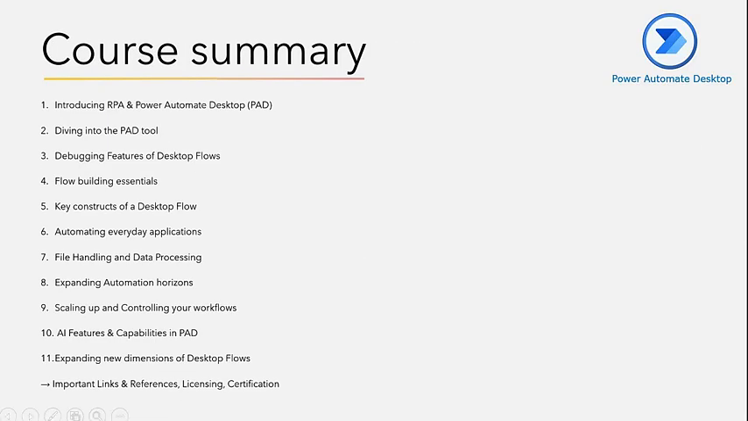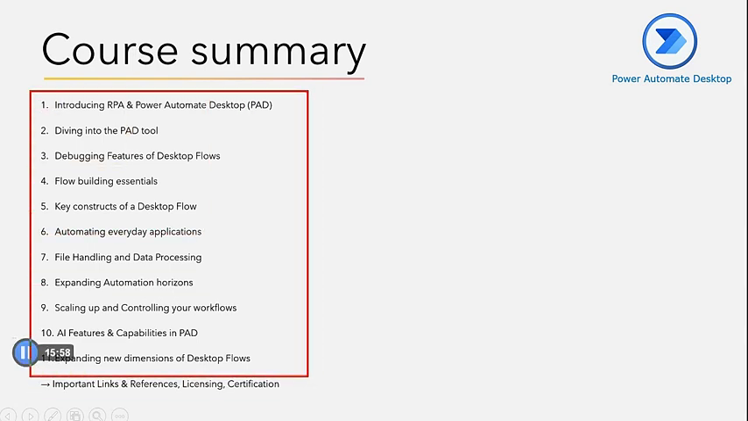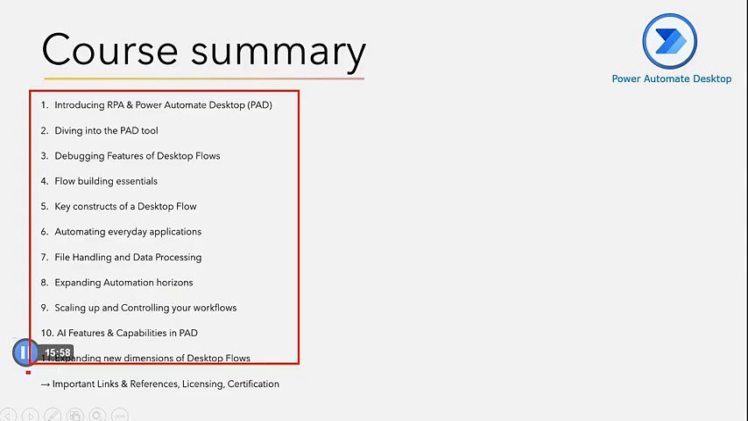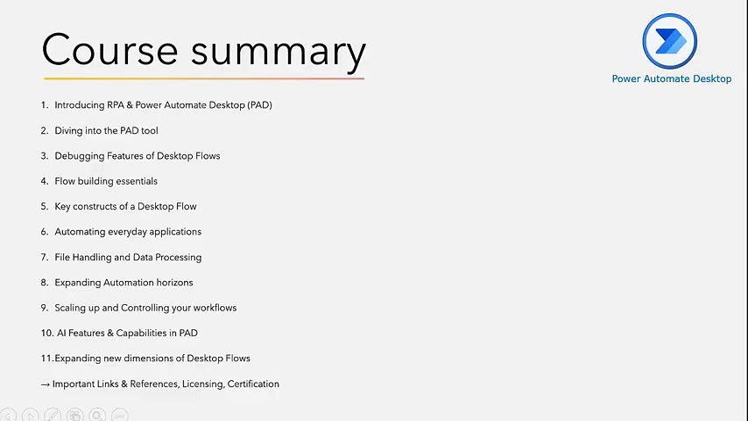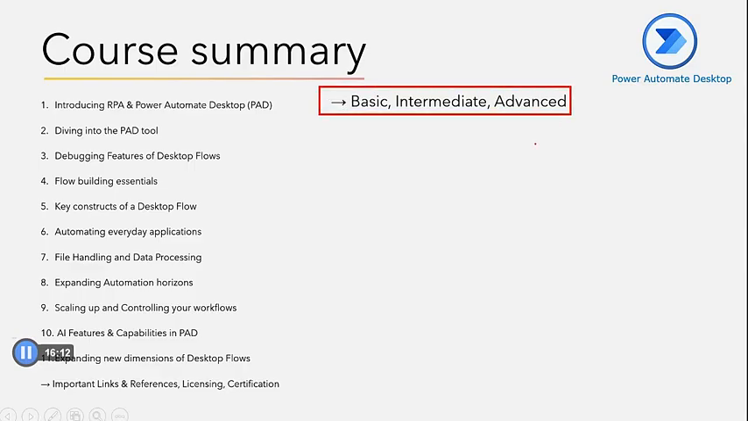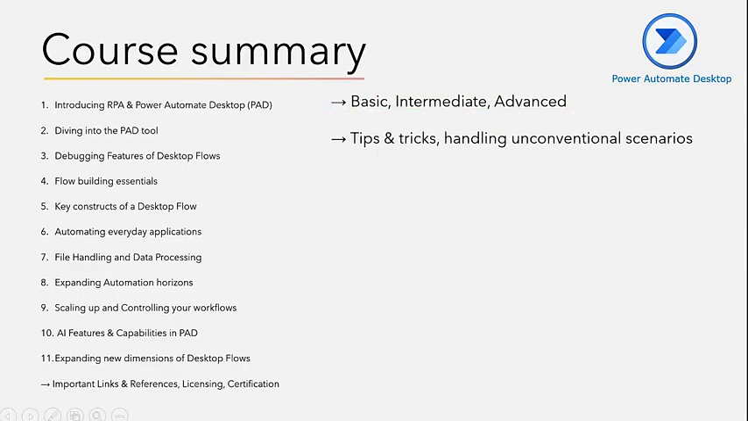So this sums up to a total of 11 modules and important links and references, licensing, certification. All of them we will be covering in this course. This is going to be a basic to intermediate to advanced type of course. We'll be seeing different tips and tricks, how to handle unconventional scenarios where regular scenarios won't work, and any material shared during the live practical sessions I'll be sharing with you.